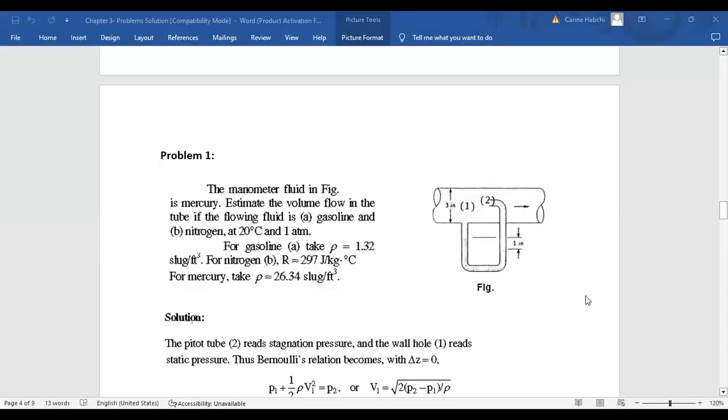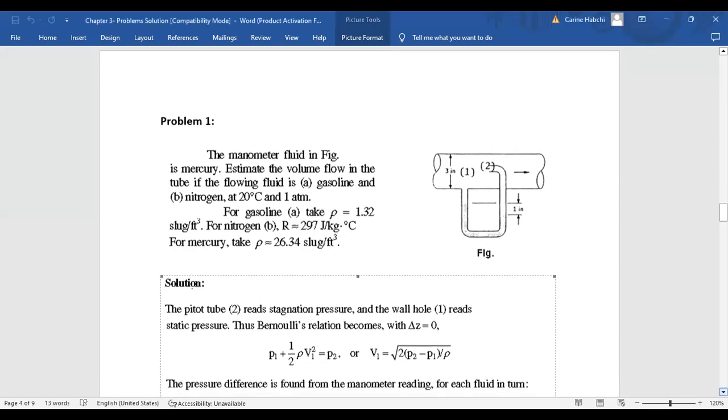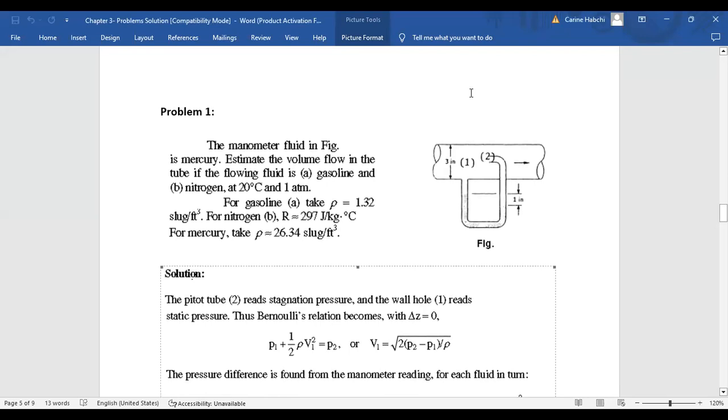We got to the middle of it. Okay. So we considered the Bernoulli equation and we simplified rho g z1 equal rho g z2, and now we have the following relation. We have p1 plus half rho v1 square equal to p2. Now what is the second step? The second step is to find delta p.